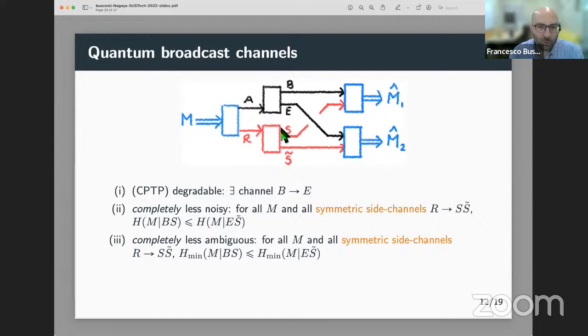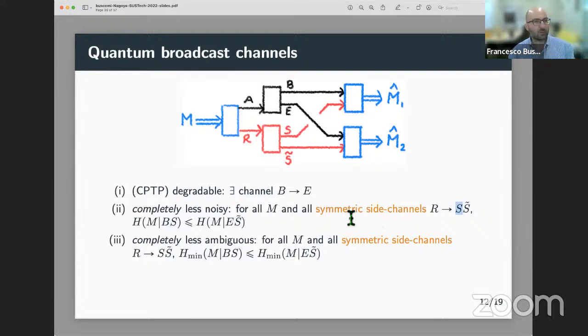So now we also give the possibility of having a side channel. However, I want to be fair, so I want to give the same information both to Bob and Eve. How do I choose this channel? I choose this channel R to be a symmetric side channel, so a side channel where essentially if you trace over S tilde, or if you trace over S, you have exactly the same CP-TP map.